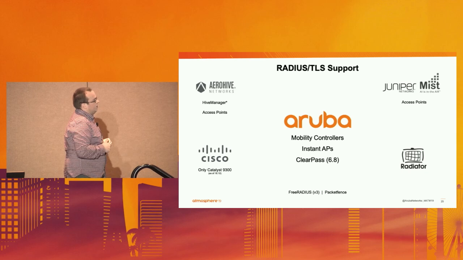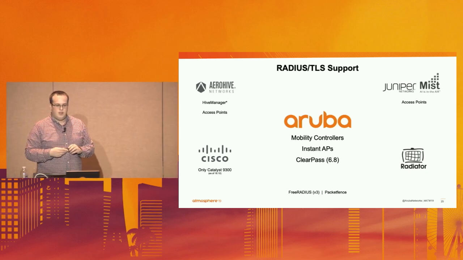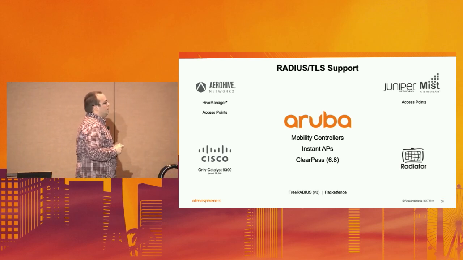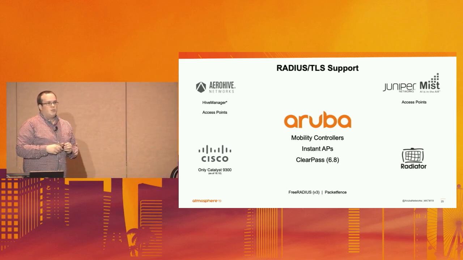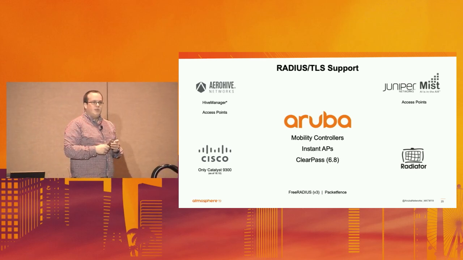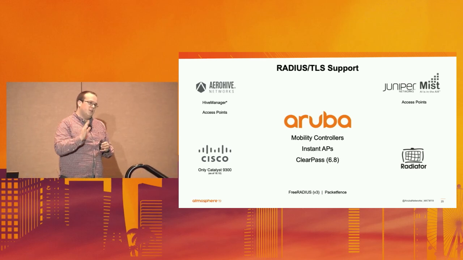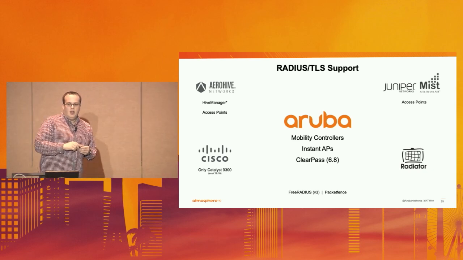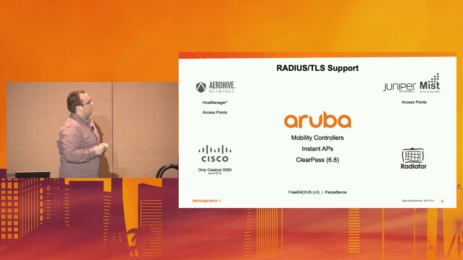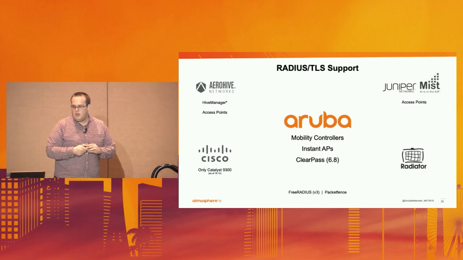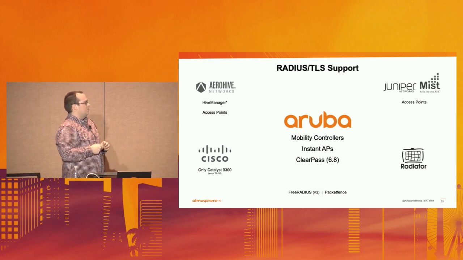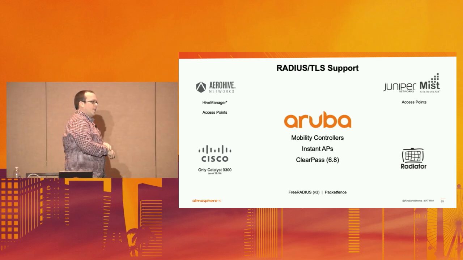ClearPass is a multi-vendor product, so I'll give some credit to the other vendors. Cisco supports it on their 9300, running 16.10. Radiator, which is a commercial product, supports it. Aerohive uses it between their APs and HiveManager, but I don't believe you can configure it beyond that. Keep me honest if you know it differently. And believe it or not, Mist supports it. They added it day one as part of their APs, which is great. So adoption is increasing. I've got to give the free guys some credit: FreeRADIUS and PacketFence support it as well.